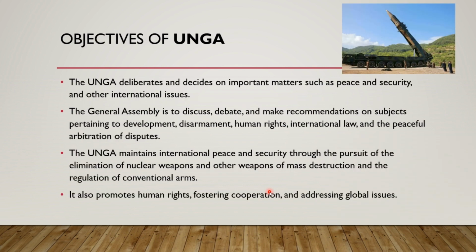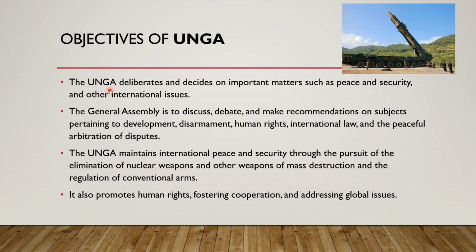So, what is the objective of UNGA? The UNGA deliberates and decides on important matters such as peace and security and other international issues, which means that the UNGA gives its decisions and helps countries maintain peace and secure their nations, and it also helps in other international issues. The General Assembly is to discuss, debate, and make recommendations on subjects pertaining to development, disarmament, human rights, international law, and the peaceful arbitration of disputes.